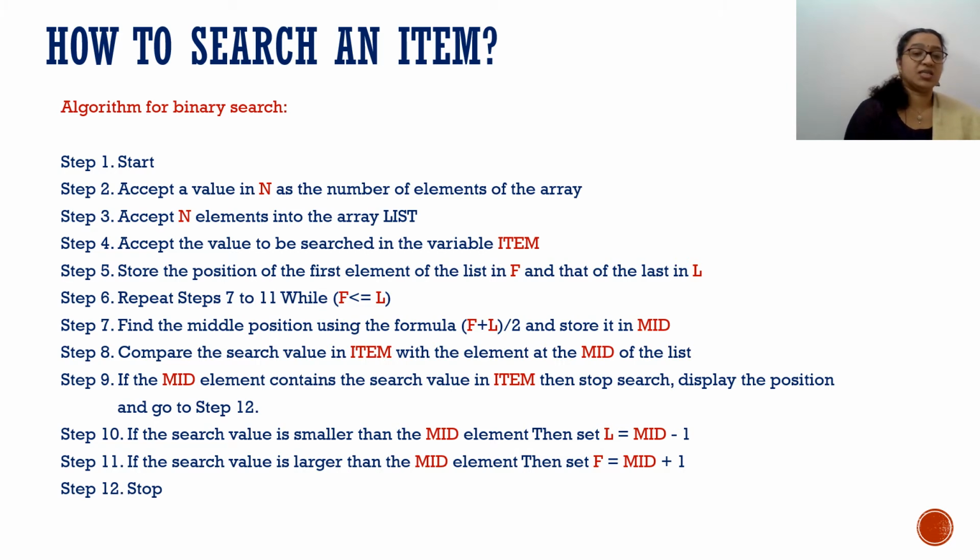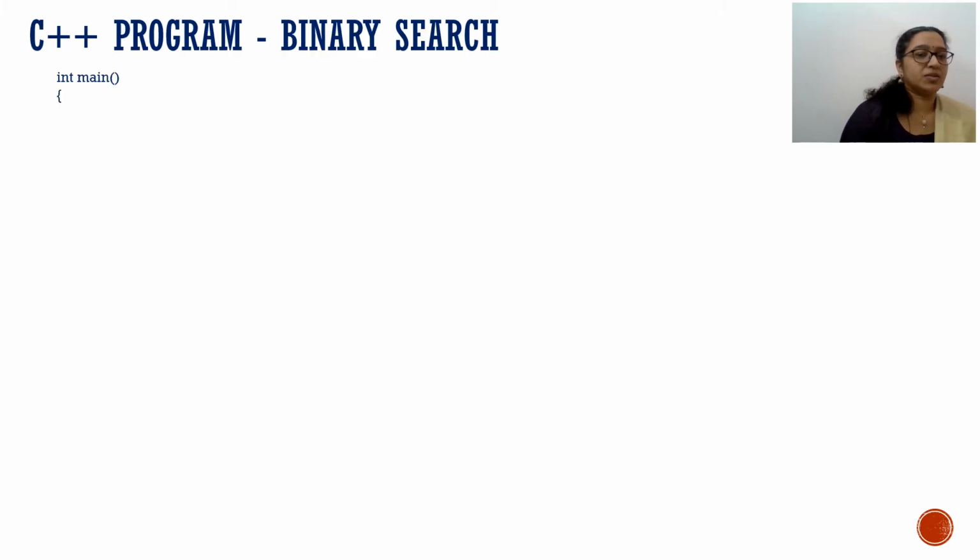Now we can check the C++ program. The program begins with main. Then we are declaring the variables. List is the array name, maximum 25 size. Then n is for the number of elements. Then first, last, mid, item, location. So these are the variables we declared first.